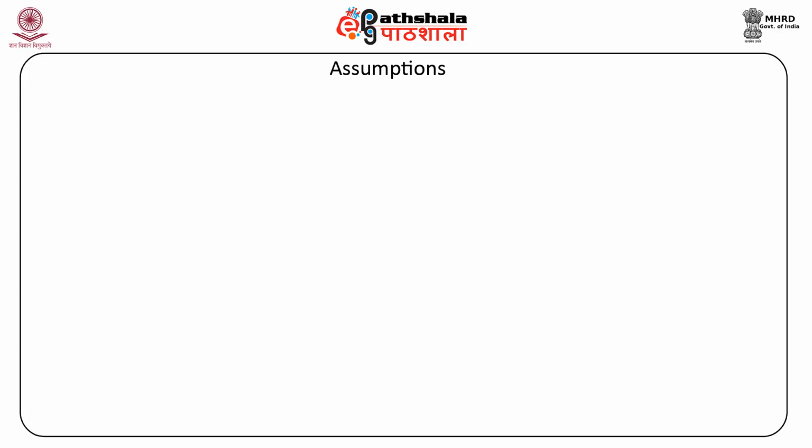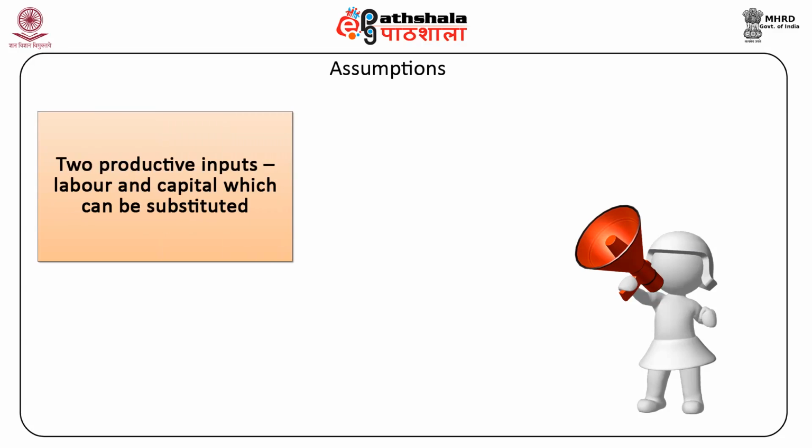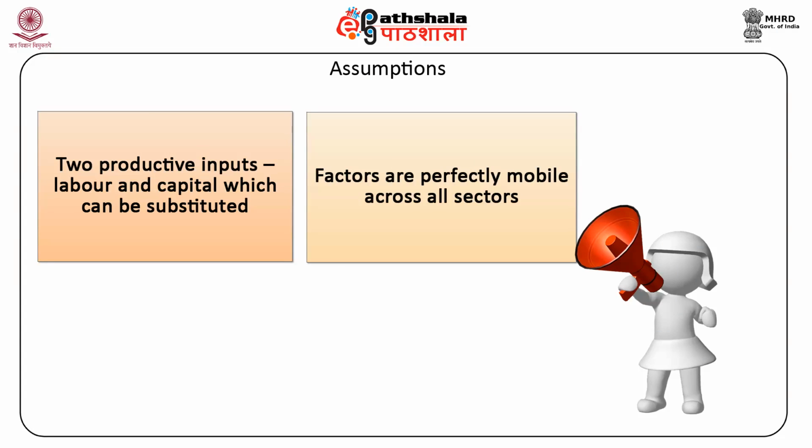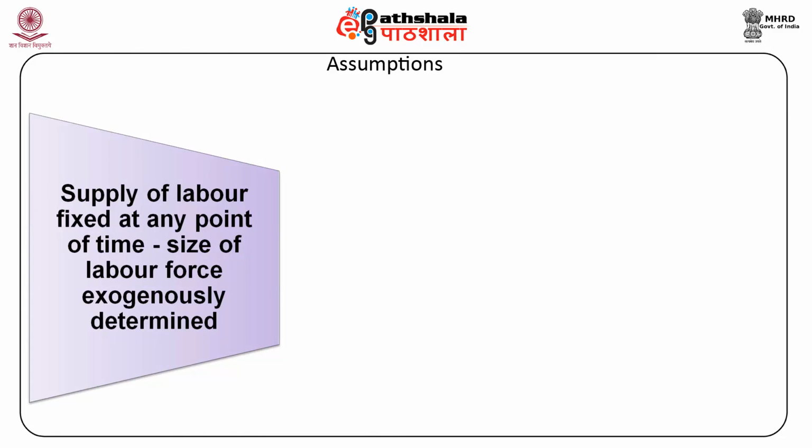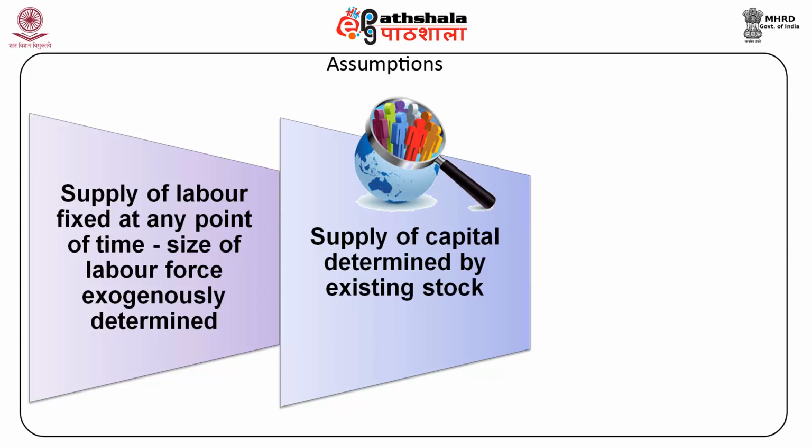Let us begin our understanding of the model with a few assumptions. This model is based upon these assumptions. Number one, there are two productive inputs, labor and capital, which can be substituted for each other. Number two, the factors are perfectly mobile across all sectors of the economy. Number three, the capital depreciates at a constant rate. Number four, the supply of labor is fixed at any point of time. The size of the labor force is exogenously determined. Number five, at any point of time, the supply of capital is determined by its existing stock.